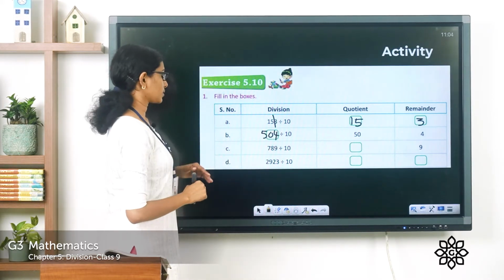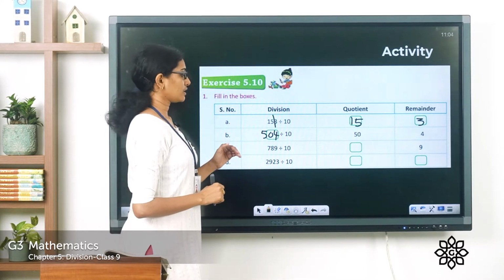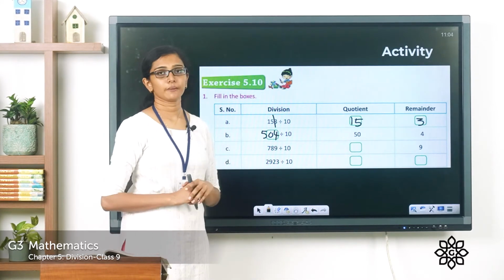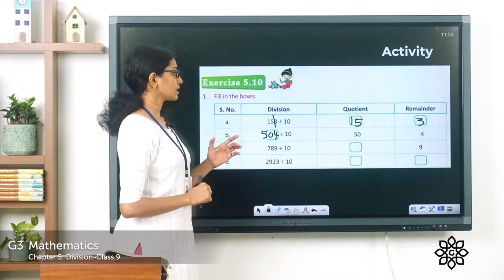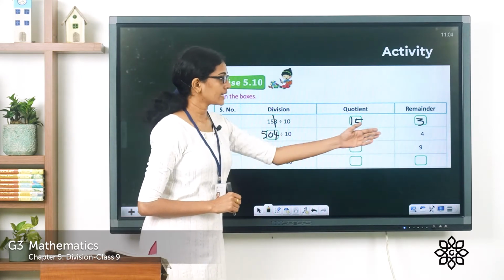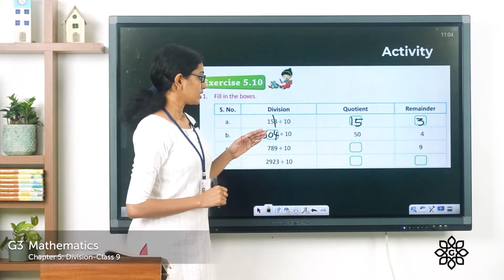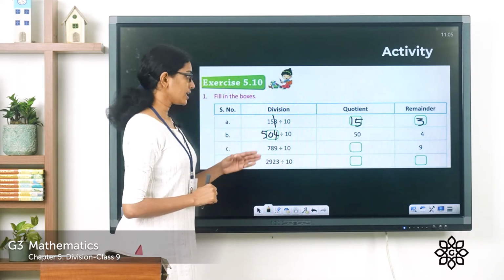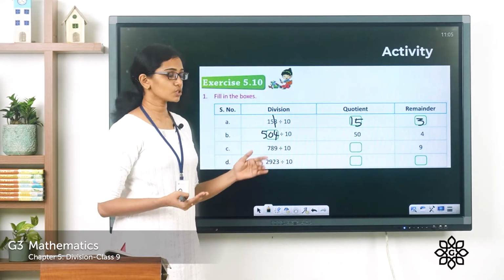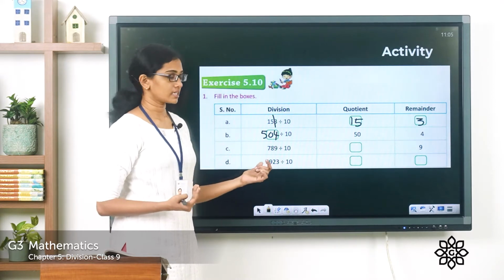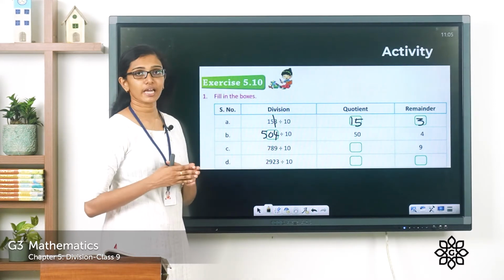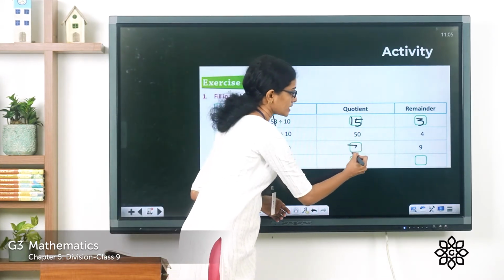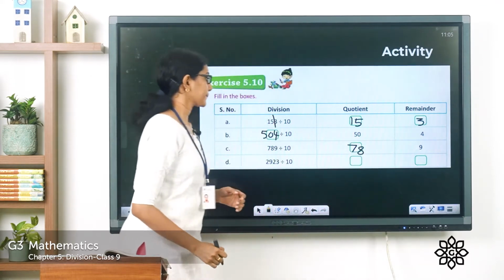Clear? Now question C. 789 divided by 10 and we have a remainder given there. From the question, we can easily write the remainder as 9 and the quotient will be the digits to the left of the ones digit, which is the number 78. So, let's write the quotient 78 here.